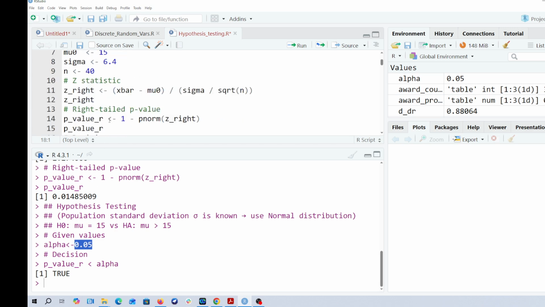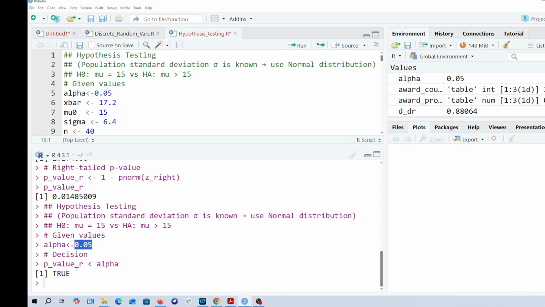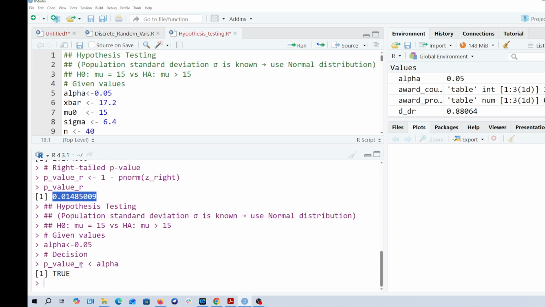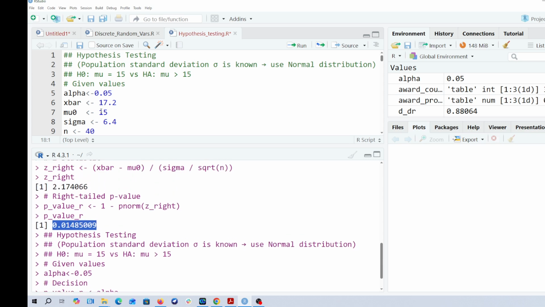The p-value we calculated was like 1%, which is always less than the alpha value, which is 5%. So in this case, what are we saying? We are going to reject the null hypothesis that the mean is equal to 15 in favor of the alternative, to say that mu is greater than 15.